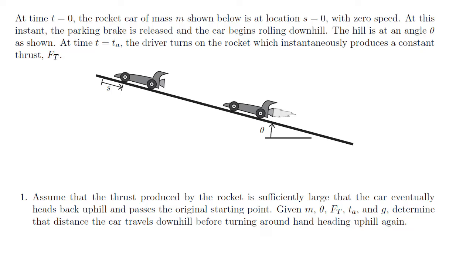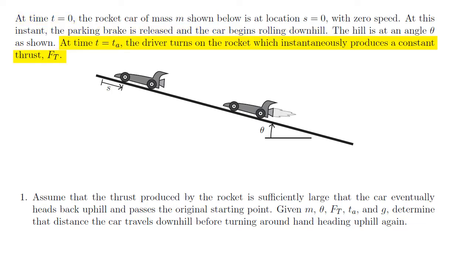All right, so here we're going to work on our first analysis problem of the course. This is the rocket car problem. So we have this rocket car. It has a mass m. And at time equals 0, the car is stationary at a location s equals 0. And at that time t equals 0, the driver is going to release the parking brake. The car is going to start rolling down the hill.